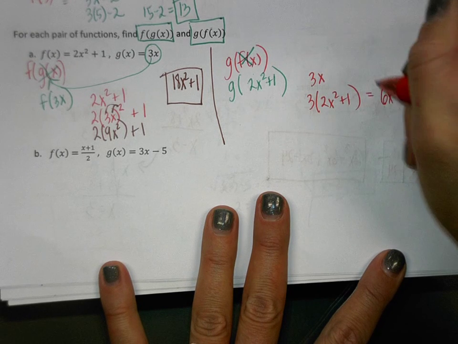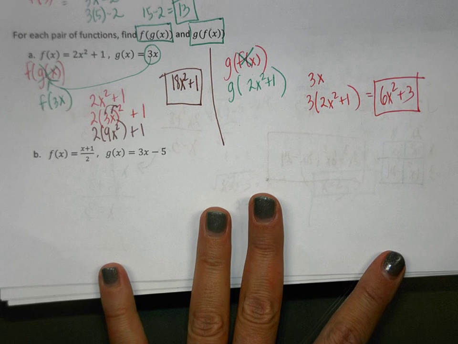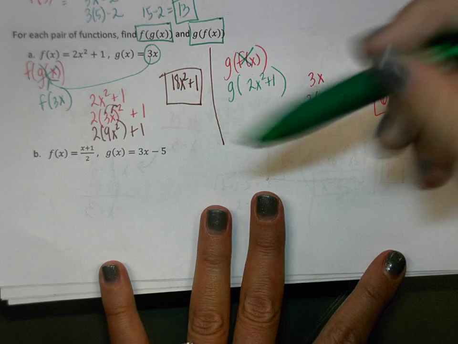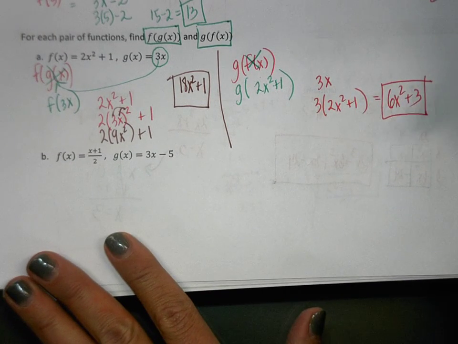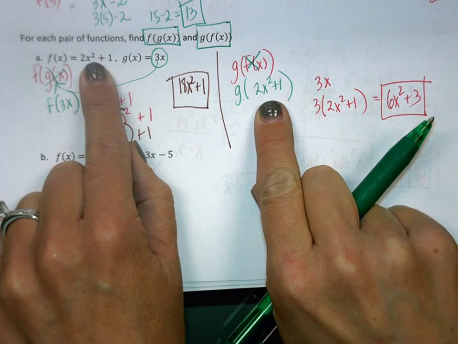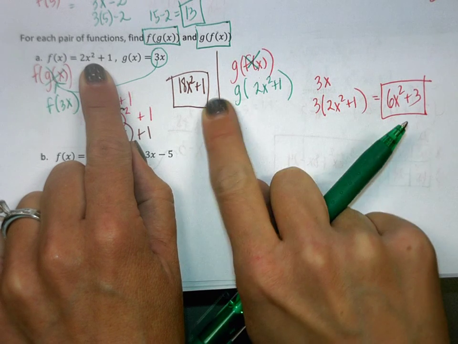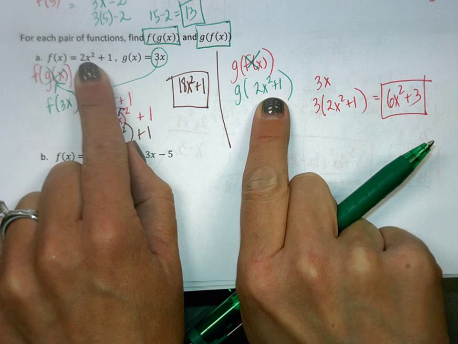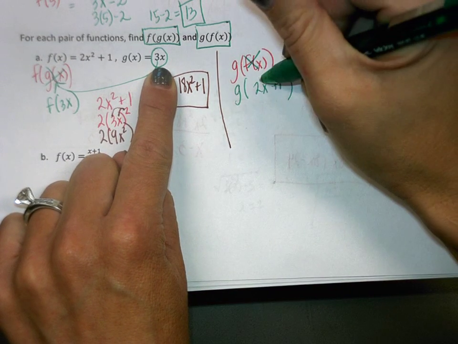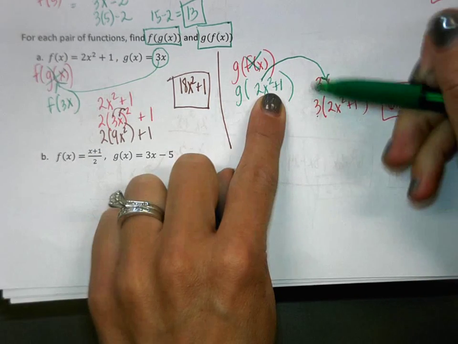Wait, where'd the x go? Because it was 3x. Okay, let me walk through this real quick. We had g of f of x, and f of x is 2x squared plus 1. So we took that away and wrote 2x squared plus 1. So far, so good? Now it's saying g of 2x squared plus 1. Well, my g equation is 3x. So anytime we see x, we plug this in. And so I ended up with 3 times that. And then we simplified.